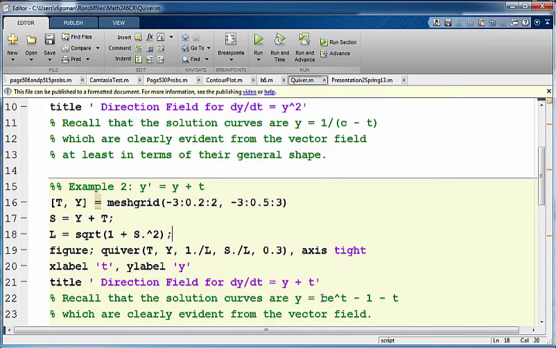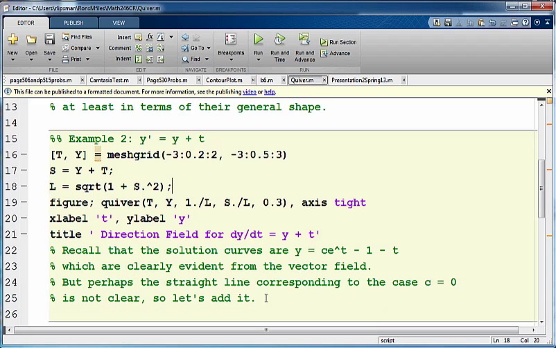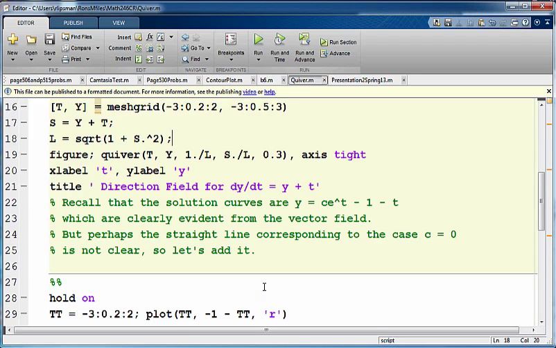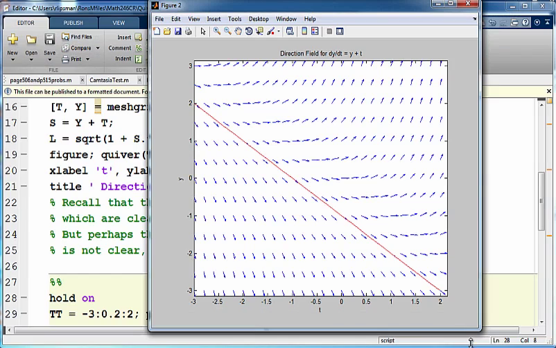So recall that the solution curves are c e to the t minus 1 minus t, and those are evident from the vector field. But as I say, perhaps the straight line corresponding to the case c equals 0 is not so clear, so let's add it. So I set hold on, which means draw on top of the previous graph, and I use just the plot command to plot -1 minus t, run the section, and so I need to go find the graph. There it is, and there's the straight line solution. So there's a direction field for y prime equal y plus t.